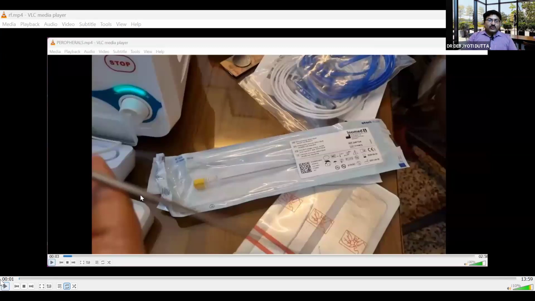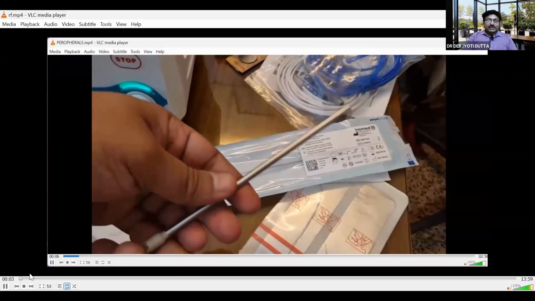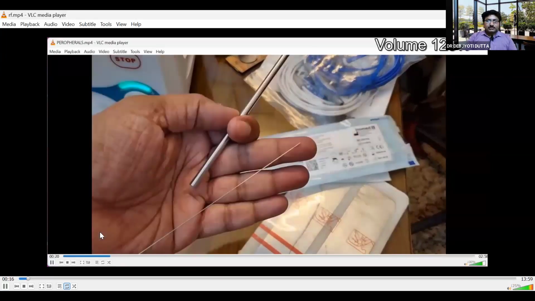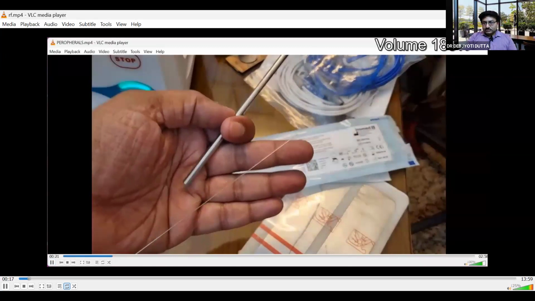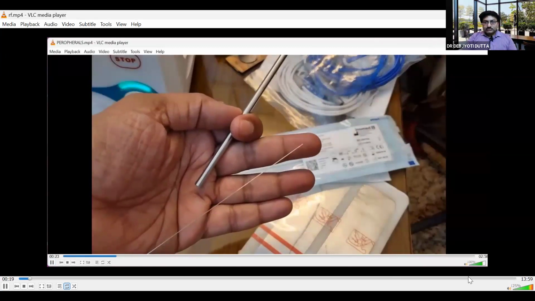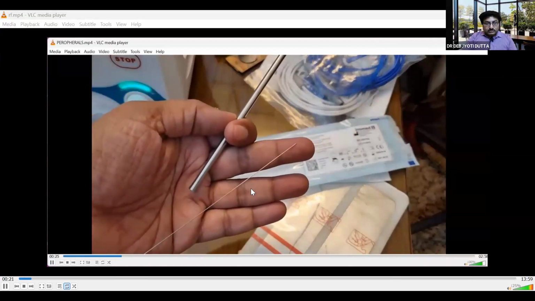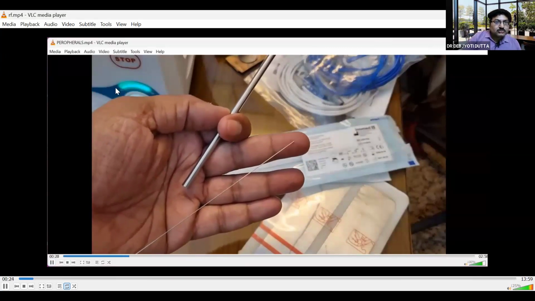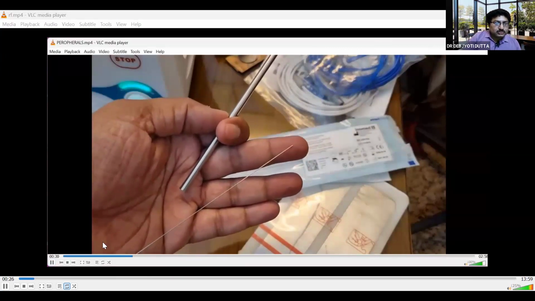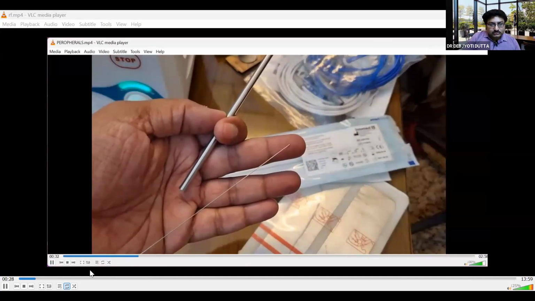So this is this one. This is a very fine needle and it has two functions. One is supplying the electricity to the probe, to the tissues, and to measure the tissue temperature.